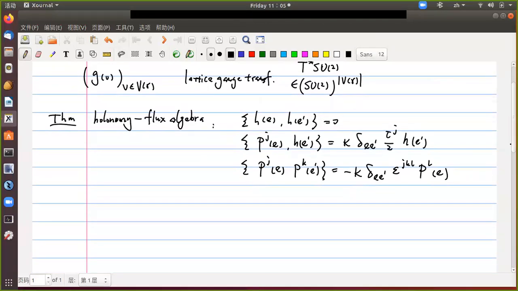Now, in this lecture we are going to prove them. Let's label them 1, 2, and 3. Number 1 is trivial because holonomy only depends on A, and the AA Poisson bracket is 0. Here we are going to spend some time on proving Poisson bracket 2, but I will leave Poisson bracket 3 as your homework.